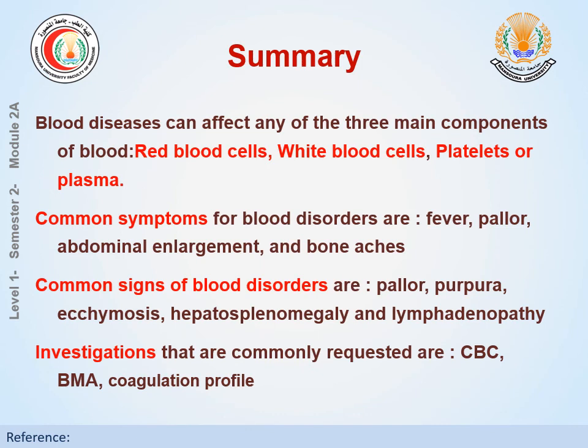This is a summary of the blood diseases, which can affect any part of the blood elements: RBCs, white blood cells, platelets, or plasma. Common symptoms of blood disorders may be fever, pallor, abdominal enlargement, bone aches, lymphadenopathy. Common signs: pallor, purpura, ecchymosis, hepatosplenomegaly or lymphadenopathy. Common investigations requested may be CBC, which is important, bone marrow aspirate if I suspect leukemia, or coagulation profile if I suspect bleeding tendency.